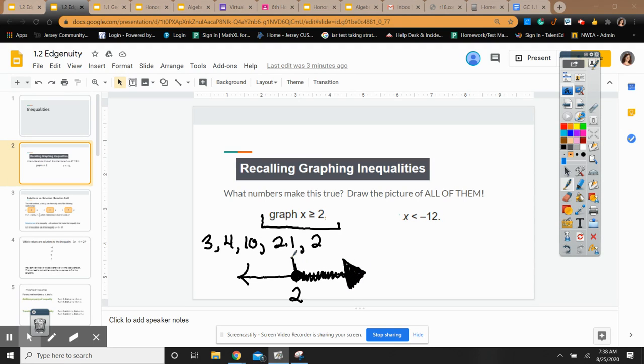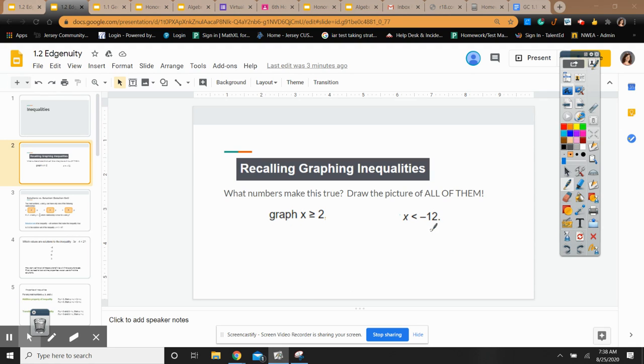I've seen kids do it like this before too. That would be fine with me. Some teachers may have you memorize that if the variable's on this side, it can kind of be like an arrow. That's fine. Just make sure that you always have the variable on the left side, or you just think it through to say which numbers make that true.